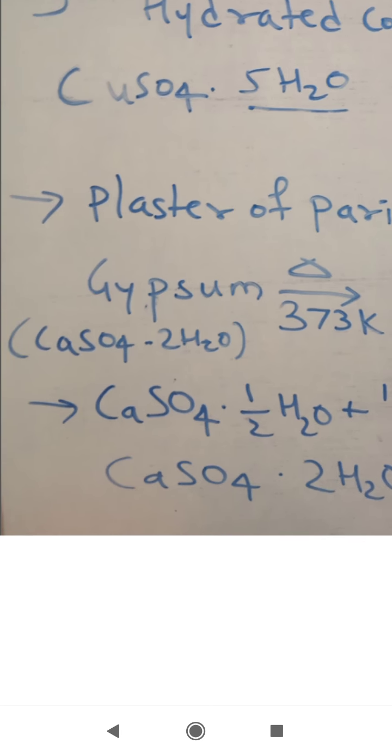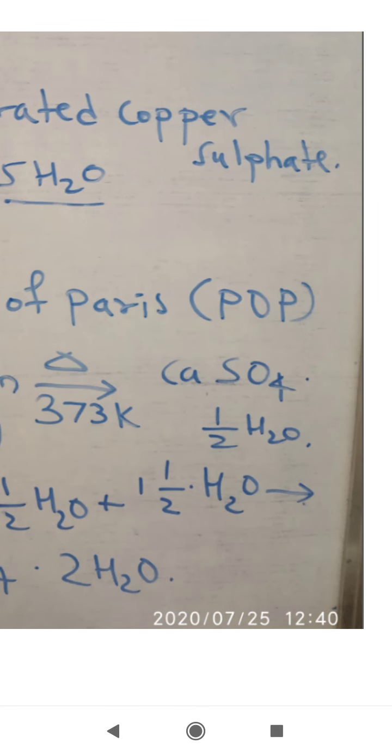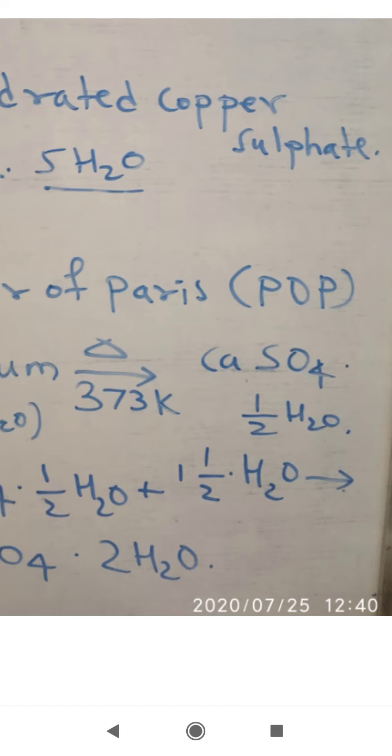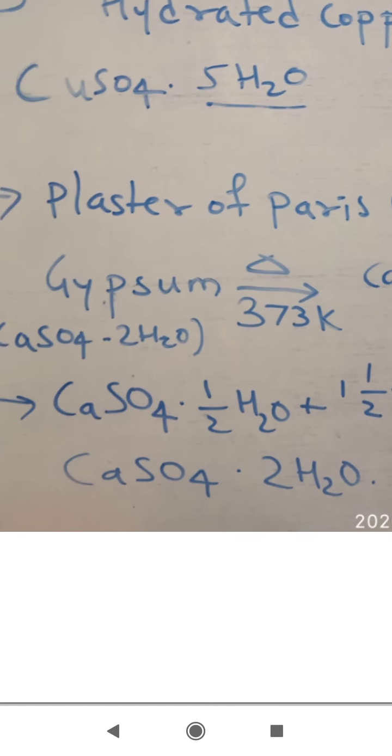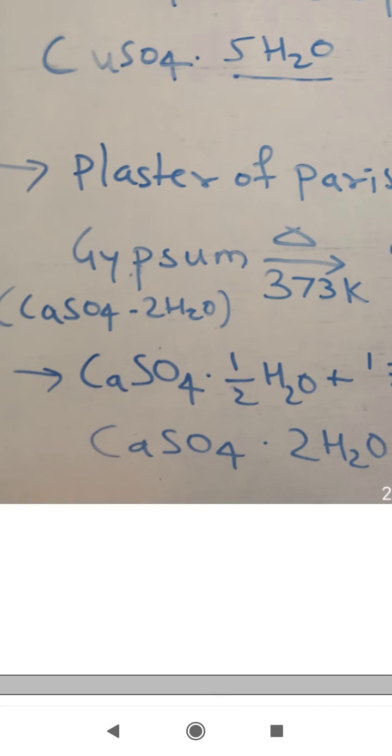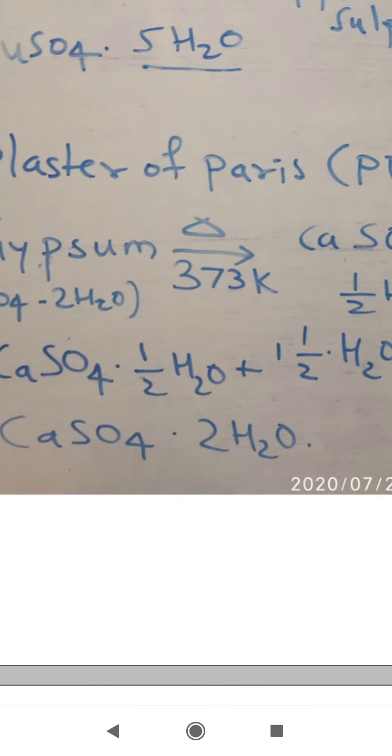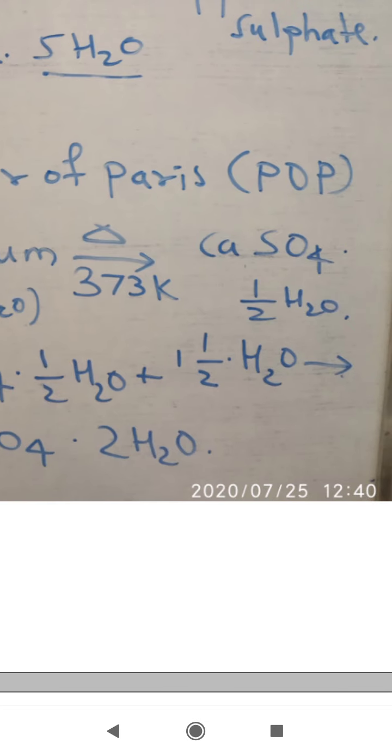Next we come across plaster of Paris, which is also called as POP. Short form is POP, plaster of Paris. How is this plaster of Paris prepared? It is prepared from the gypsum. Gypsum chemical formula is CaSO4.2H2O, 2 molecules of water. When this gypsum is heated at 373 degree Kelvin, it will give calcium sulfate with half molecule of water. That is called as plaster of Paris.